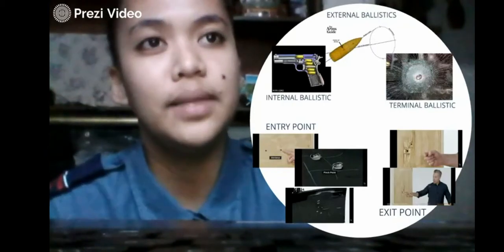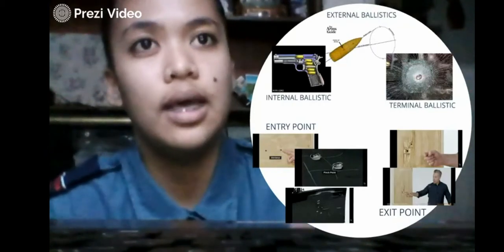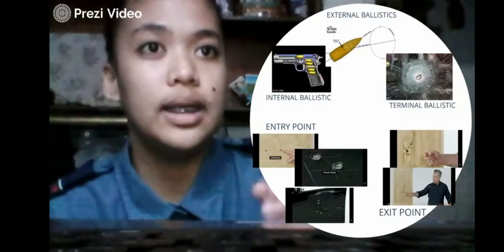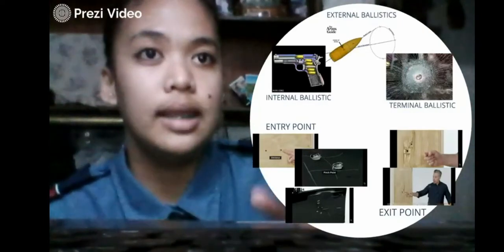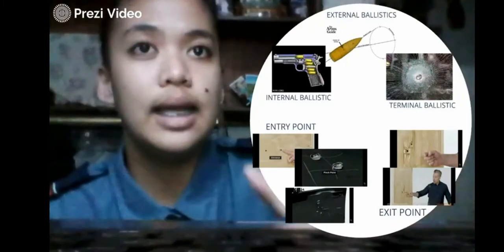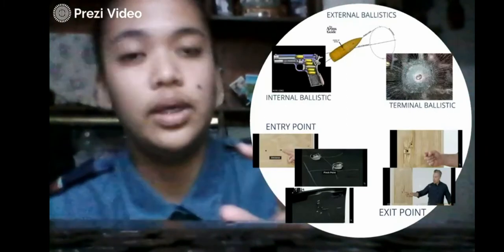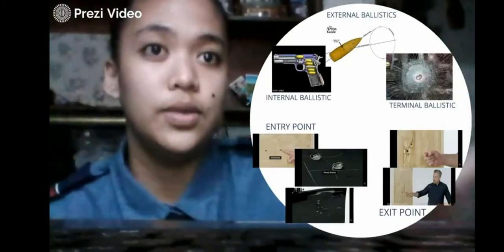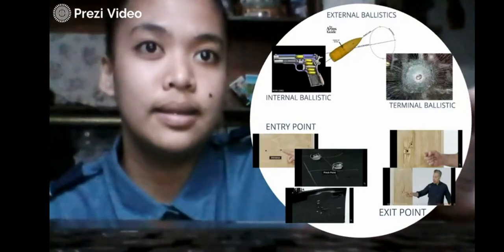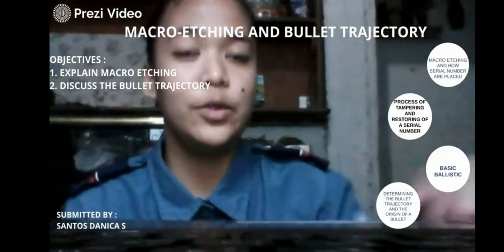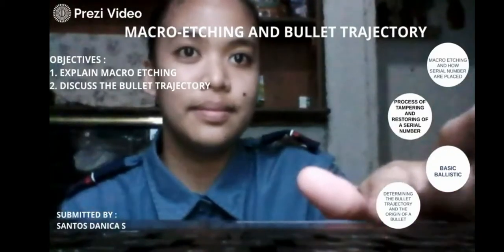And then the next one is the exit point. Madaling ma-distinguish yung exit point kasi compared to the entry point, sabog-sabog na ito. Makikita naman na natin yung destruction dahil sa tama ng baril. So kailangan natin itong mapag-aralan before we proceed to the next topic. So the next one is determining the bullet trajectory and the origin of the bullet.